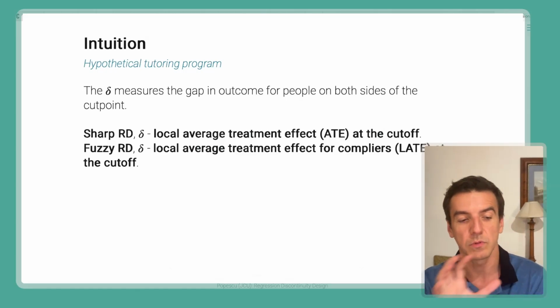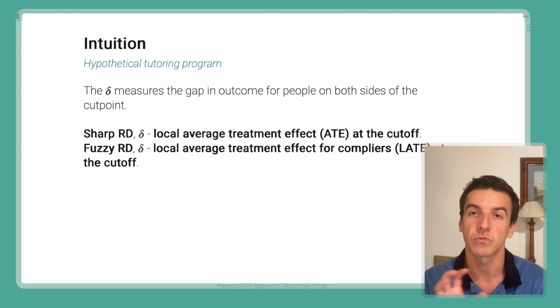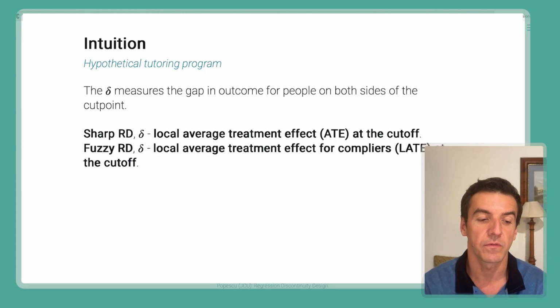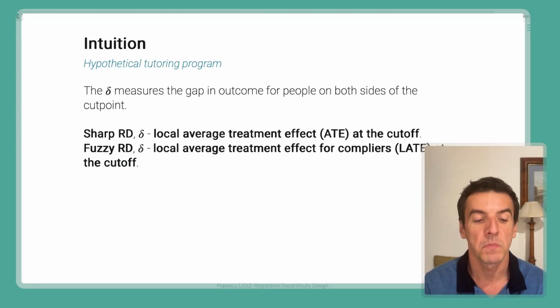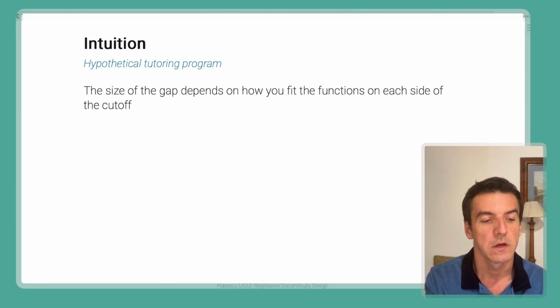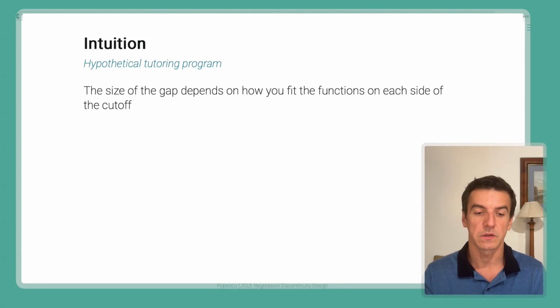So here too, we can have a sharp RD that measures the local average treatment effect at the cutoff. So this is called ATE, average treatment effect. But also fuzzy RD, also labeled with delta, measures the local average effect for compliers at the cutoff. So it's important to note that there are a few internal factors pertaining to RD that can affect the size of delta, the size of this jump.